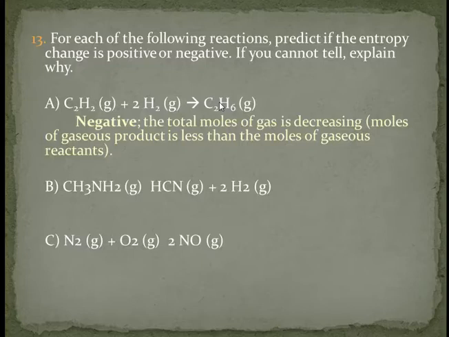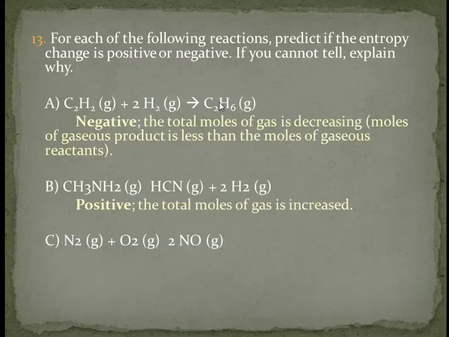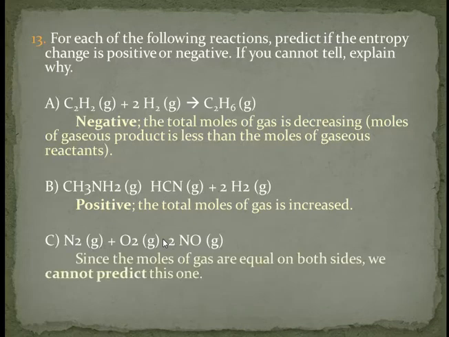For the second one, total moles of gas goes up. I forgot to put the arrow in. The arrow should go right here. The number of moles of gas goes from 1 to 3, therefore the entropy change is positive because there's more disorder. Third reaction, the arrow should be here, but I didn't put it in again. So it's 2 moles of gas on this side and 2 moles of gas on the other side. There's no net increase or decrease in the number of moles of gas for this reaction, so it's impossible to tell.